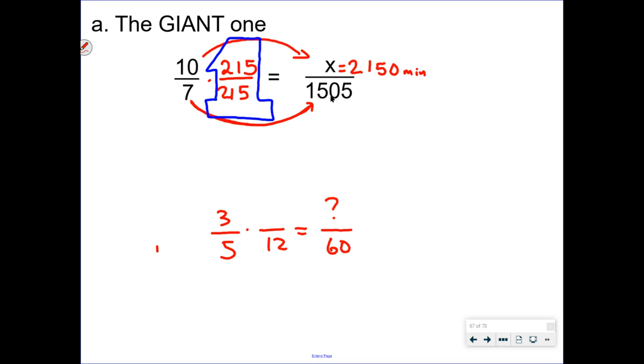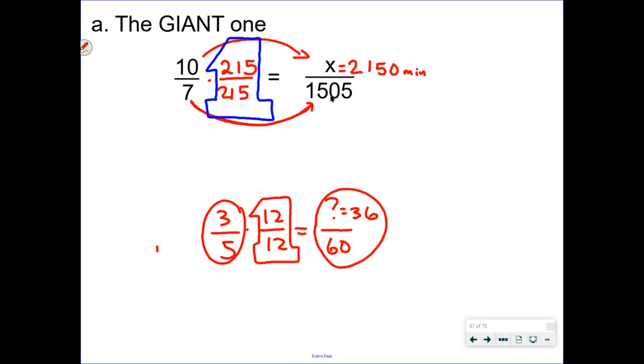Well, then 3 times 12 as well. Let's do a giant 1 right here. It must always be the same number as numerator and denominator. 5 times 12 is 60, so 3 times 12 is 36. So that means 3/5 is the same as 36 over 60, and that would be my answer. So that is the giant 1, and that is one method you can use to solve a proportion.